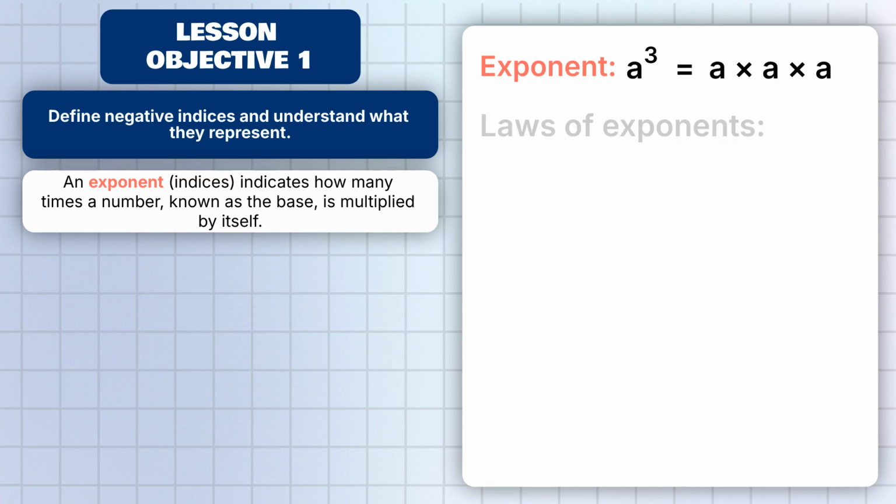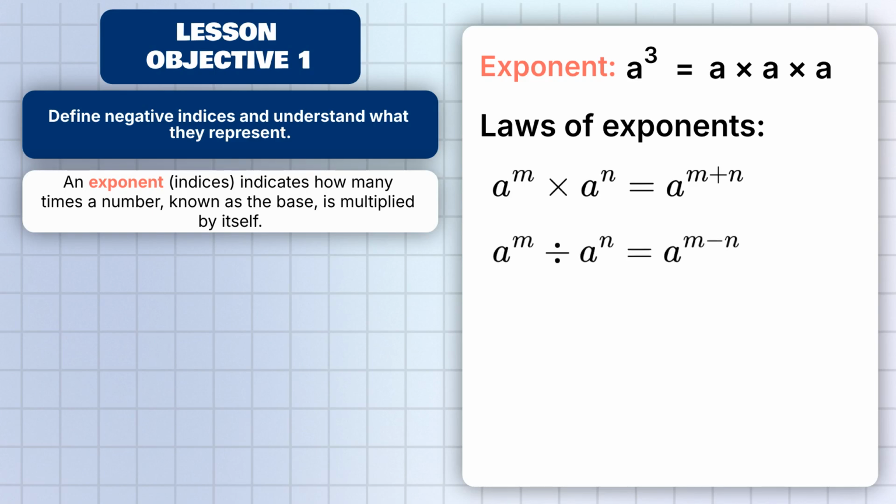Then we have some laws of exponents. Our first law is that a to the power of m multiplied by a to the power of n equals a to the power of m plus n. Our second law is that a to the power of m divided by a to the power of n equals a to the power of m minus n. And finally, a to the power of m to the power of n equals a to the power of m times n. Make sure you are comfortable with these basic rules as they extend to negative indices too.